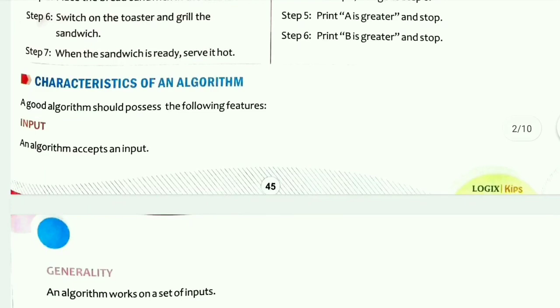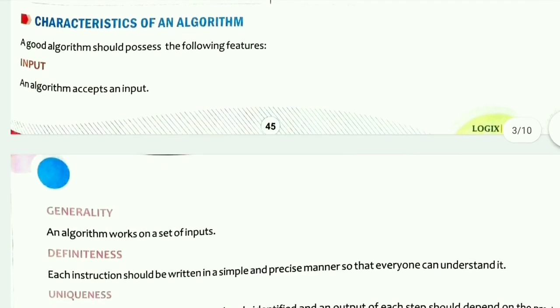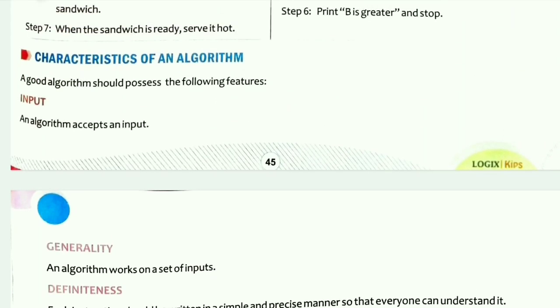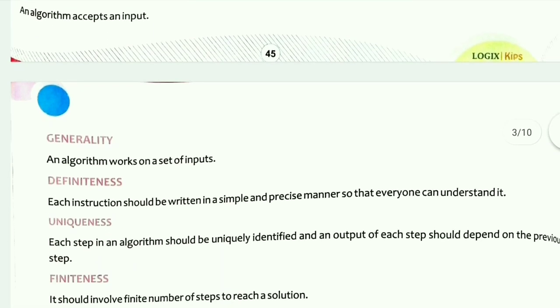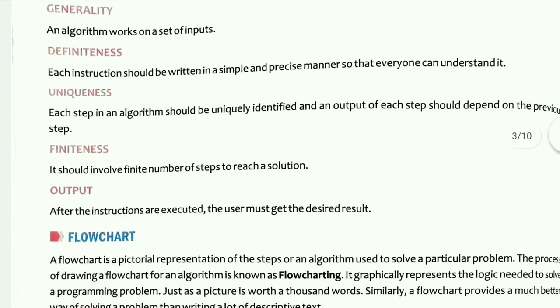And now let us see the characteristics of an algo. There are basically 5 or 6 characteristics given here. The first one is input. An algorithm accepts an input. The second one is generality. An algorithm works on a set of inputs. The third one is definiteness. Each instruction should be written in a simple and precise manner so that everyone can understand it.